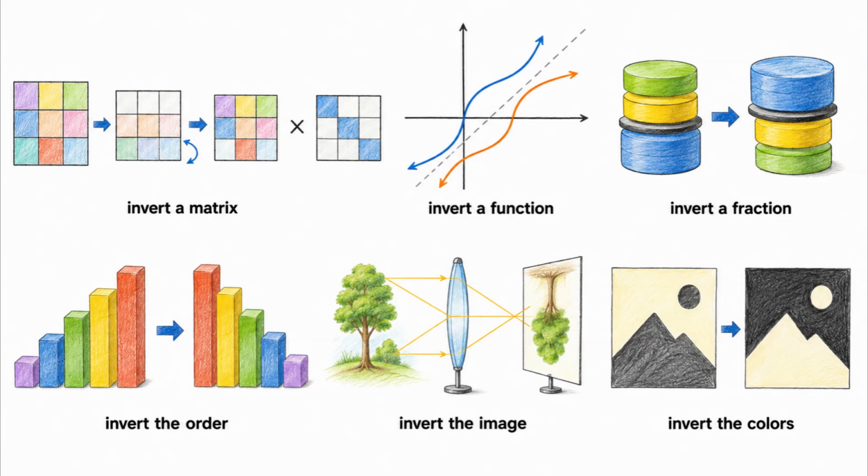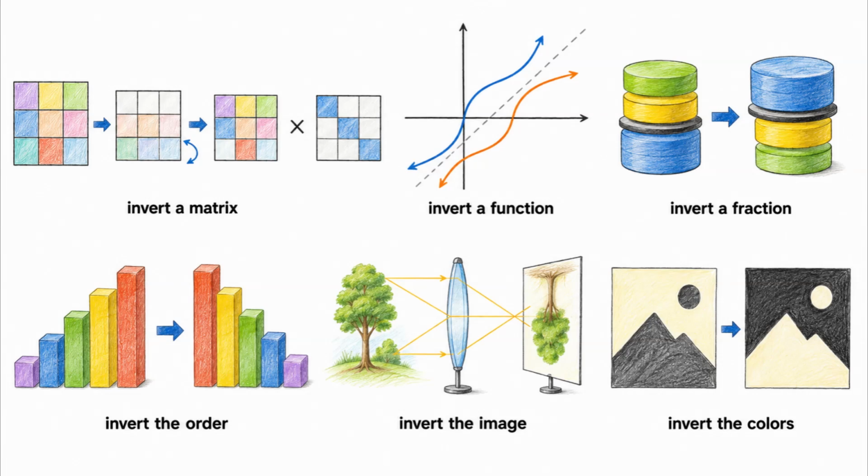Apply row operations to invert a matrix and obtain its multiplicative inverse. Swap x and y and solve for y to invert a function. To divide by 3/4, invert a fraction to 4/3 and then multiply.